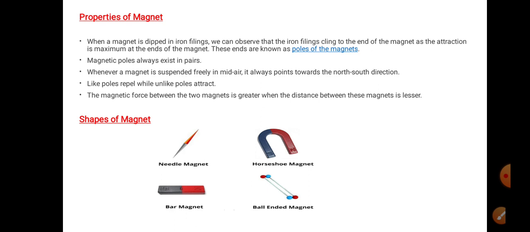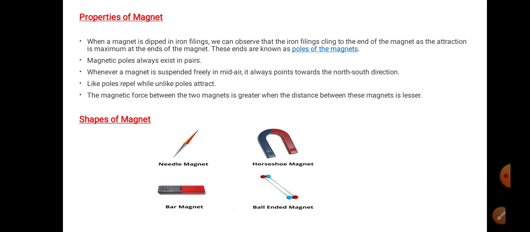The next property: whenever the magnet is suspended freely in air, it always points in the north-south direction. The next one is that like poles repel and unlike poles attract, meaning south-south poles repel, north-north poles repel, and south-north poles attract.